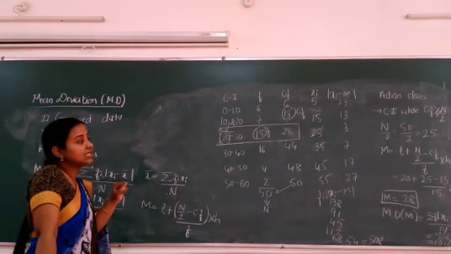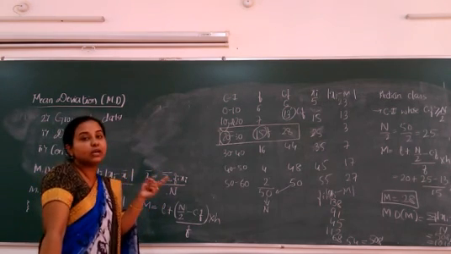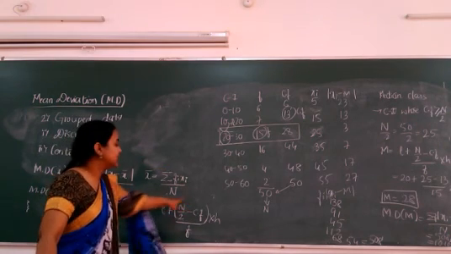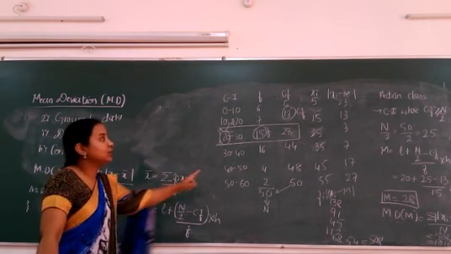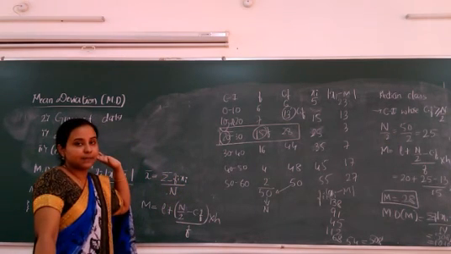What is a median class? It is that class interval whose cumulative frequency is greater than or equal to n by 2. Because knowing the median class, you will get all these values. Substituting that, you will get your median. The remaining process remains the same.